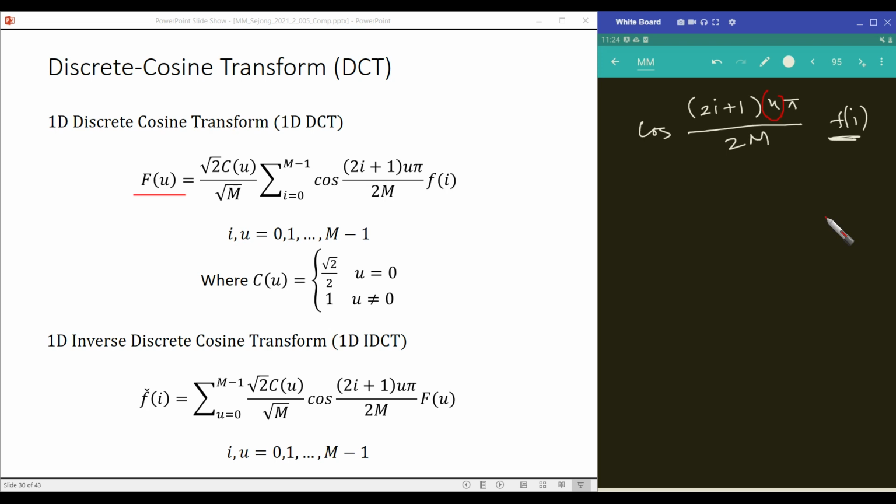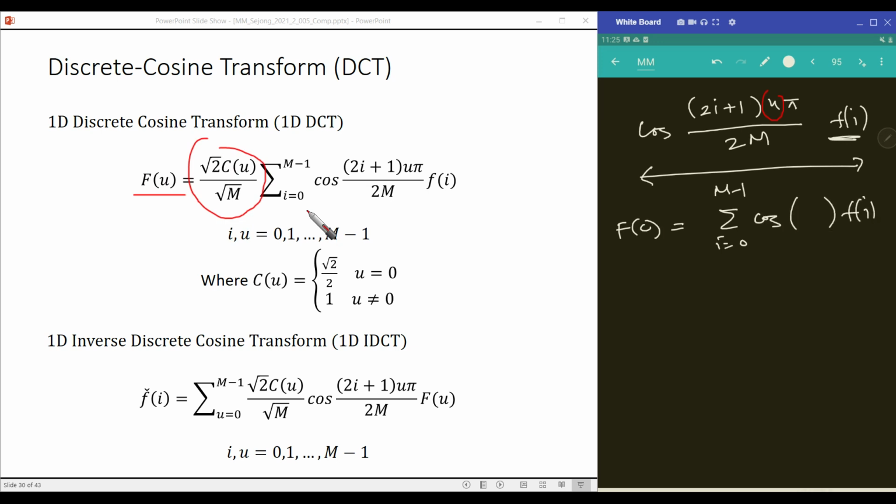And then we do this for every number. So when we are calculating f of 0, the very first number of our new sequence, it will be something like a summation, with i equals 0 up to m minus 1, of cos of this expression times f(i), right? And f(i) means f(0) here, you see. So for each number, we will have to sum up.